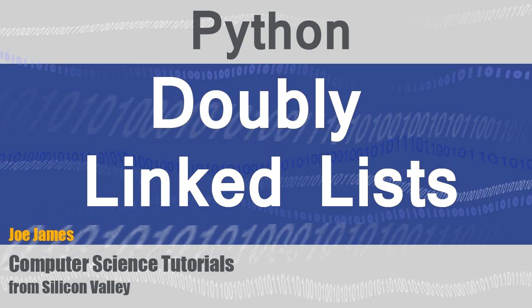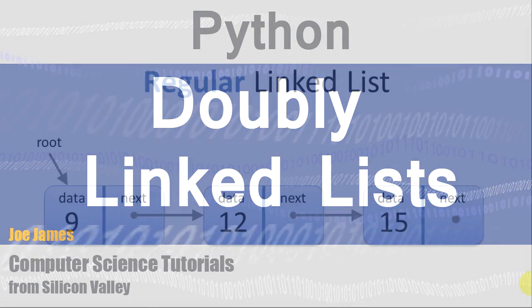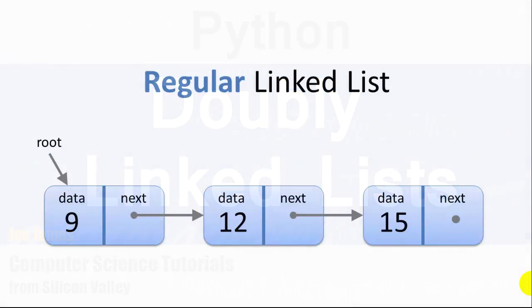I'm Joe James. In this video, I'm going to explain doubly linked lists, or bidirectional linked lists, sometimes they're called. And I'm going to show an implementation in Python.